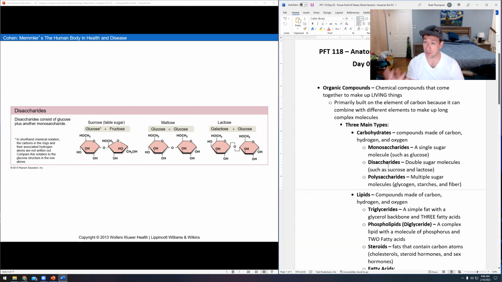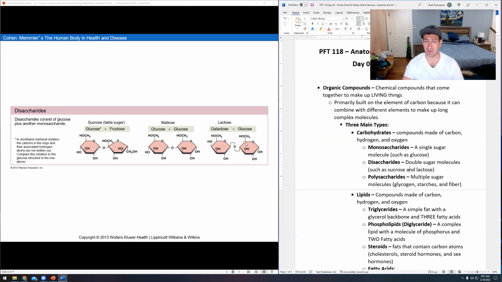It's two single sugars put together that can break apart very, very easily. Maltose and lactose, those are the ones that are found in milk. Not everybody can break down lactose. We do know that most people are lactose intolerant.